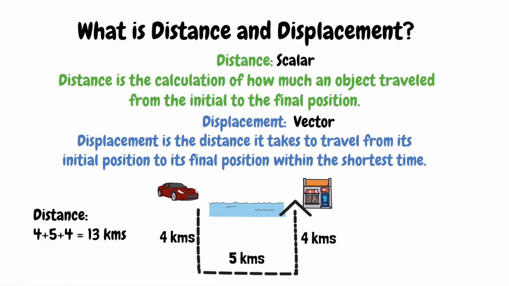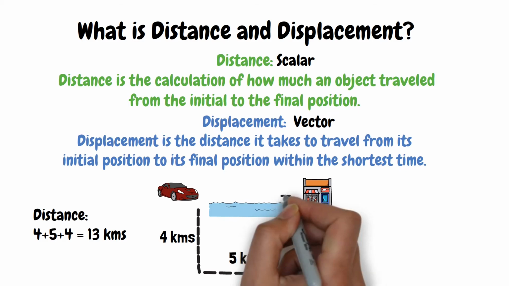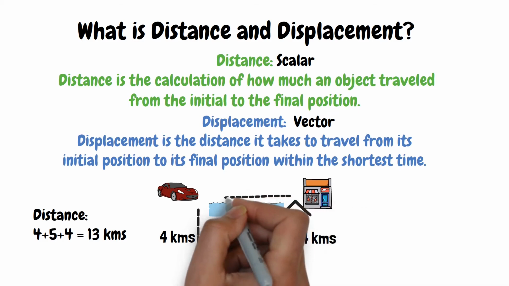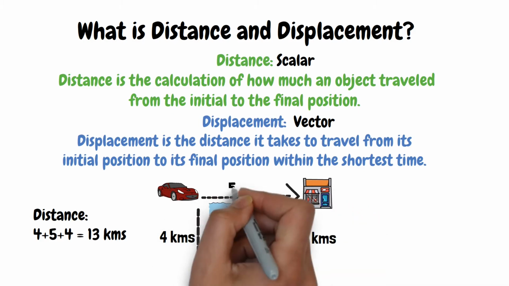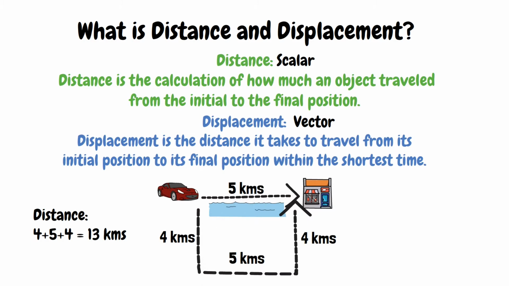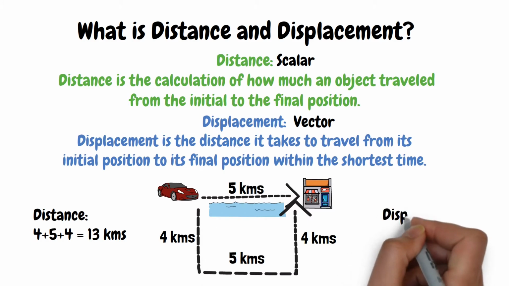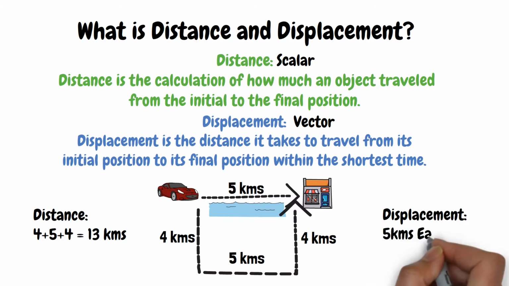To calculate the displacement, remember, it is the distance it takes to travel from its initial position to its final position within the shortest time. So for this example, my initial position is 0 and my final position is the shop. It takes 5 kilometers for me to go to the shop, even though there is a river between me and the shop. So the displacement is 5 kilometers east.